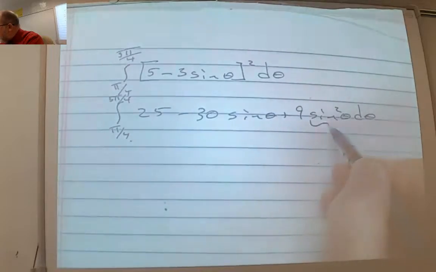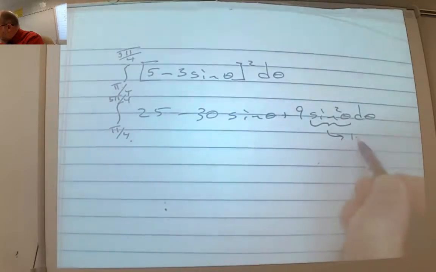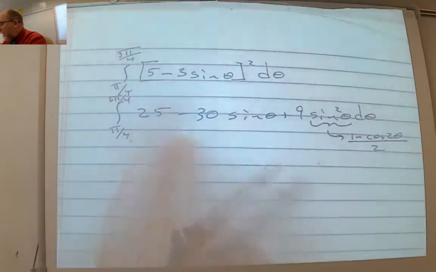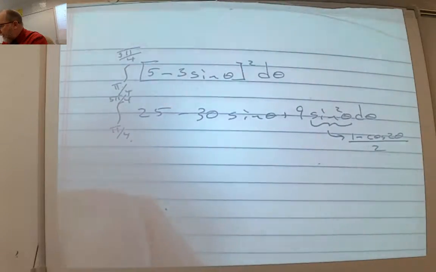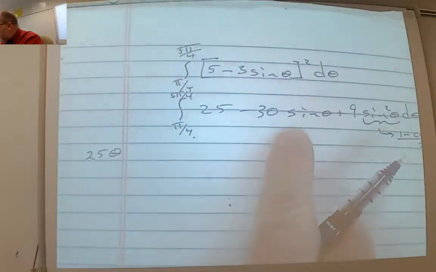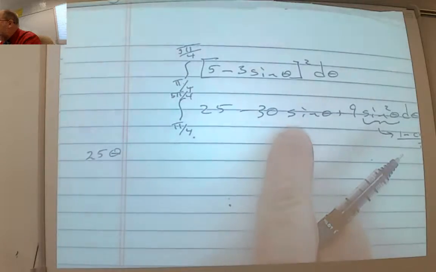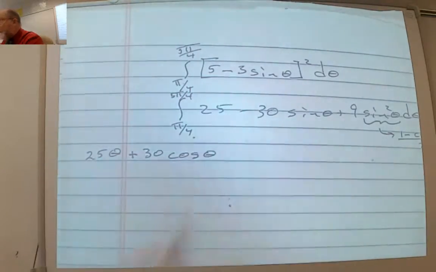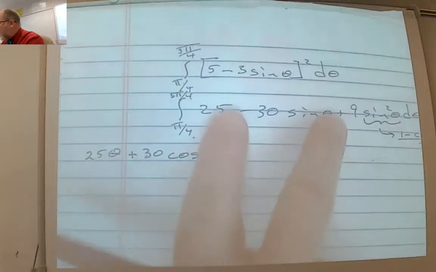And so this is the one where we're going to use this identity, 1 minus the cosine of 2 theta. Based on what we saw yesterday, we use this a lot. So I'm going to integrate this right away, and I'm going to get 25 theta. Is that okay? I'm going to integrate this right away also, and the antiderivative of sine is negative cosine, so I'm going to get plus 30 cosine of theta. Are you okay with that? That I just do those right away so I can concentrate on this?